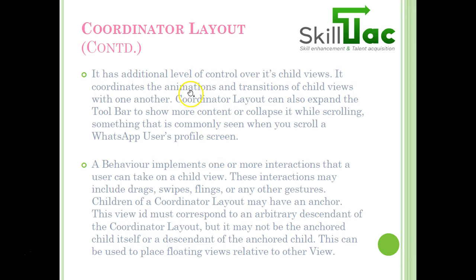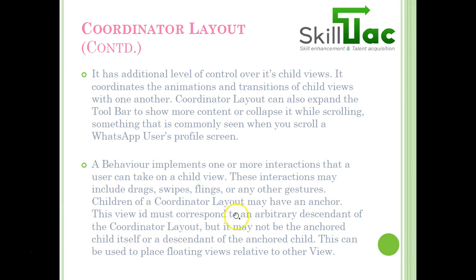So this is basically what was shown in the example earlier, that once we start scrolling, the area that is focused on gets more area, while the content that is static or that is not wanted at that time just fades away or hides on the top of the side of the scroll. So a behavior implements one or more interactions that a user can take on a child view. These interactions may include drags, swipes, flings, or any other gestures.